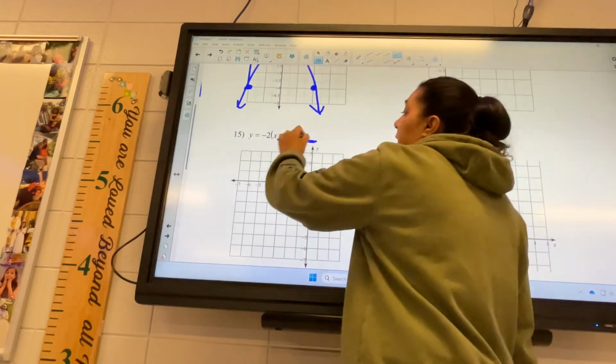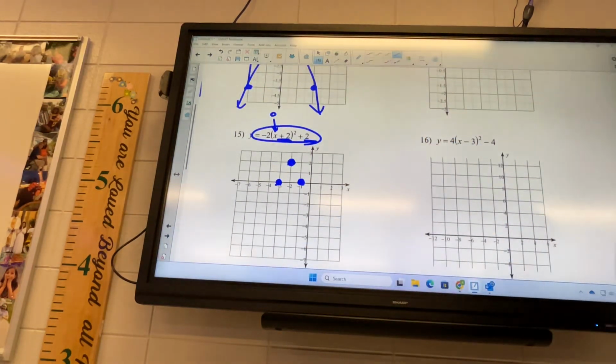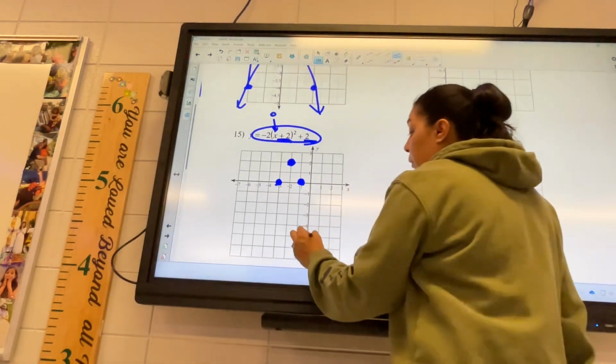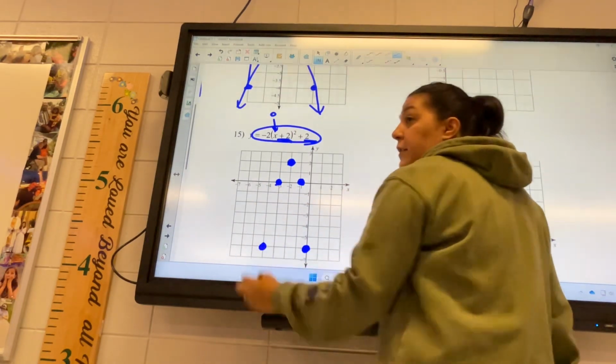So you're going to take this and put in a 0 right here where the x is. On your calculator, you're going to say -2 parentheses 0 plus 2, close parenthesis, squared, so an exponent of 2, plus 2. What number do you get? -6. So it's going to be on -6 on both sides. So you're going to go over 1 on both sides and then go down to 6.